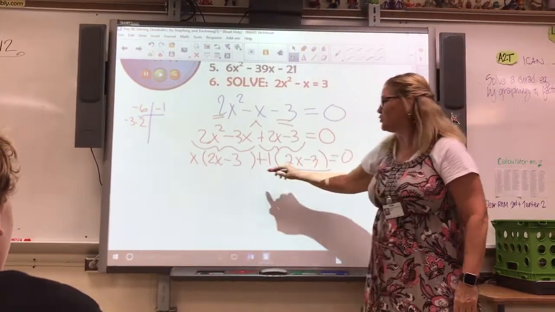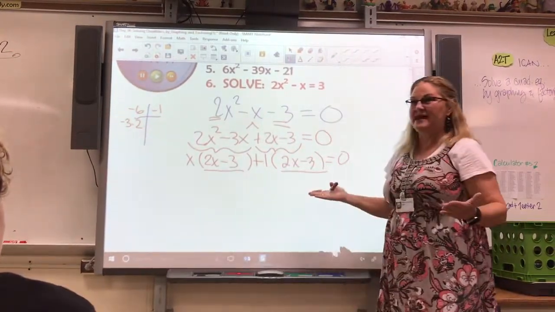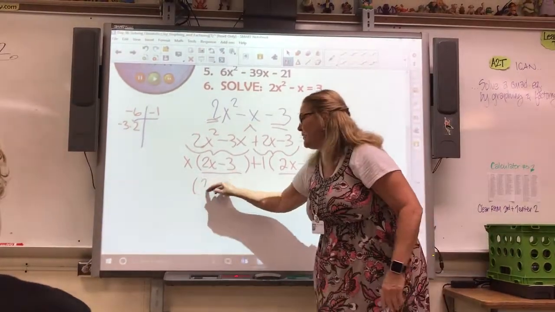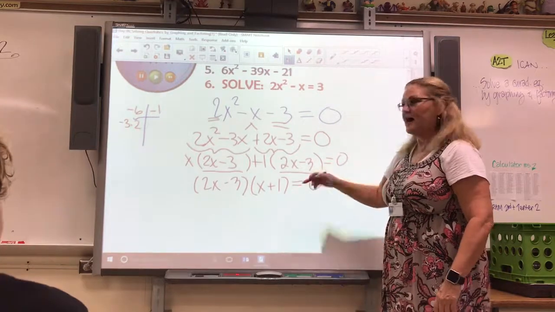Guess what? The only time this works is if these match, which they do. Now I have two terms. What's the greatest common factor of those two terms? 2x minus 3. And voila, I have factored.